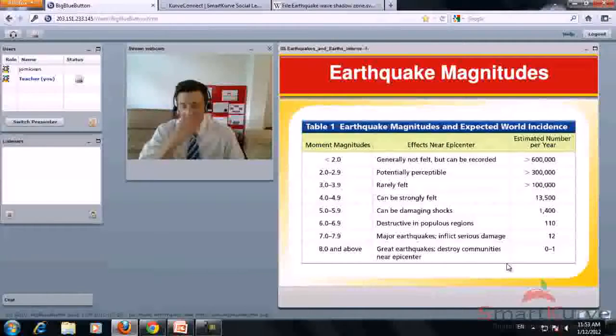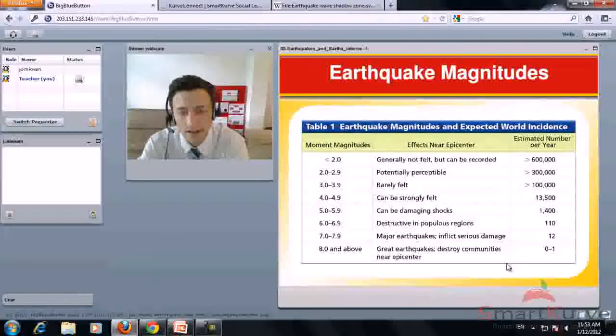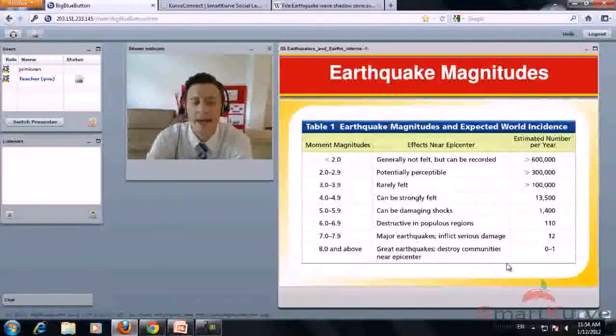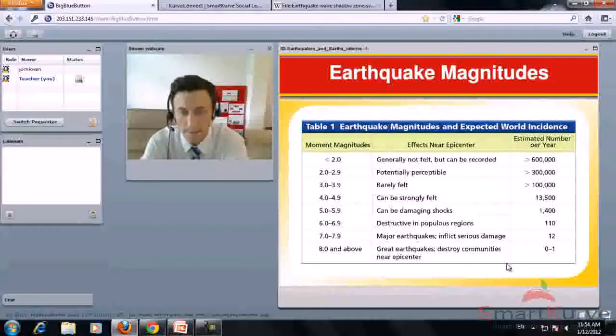Here you can see on the next page that table tells us we have moment magnitude on the left, we have a description in the middle, and the estimated number per year on the right side. So you can see a moment magnitude less than 2, there are about 600,000 of these earthquakes every year. That means there's about 15 or 1600 of them every day.